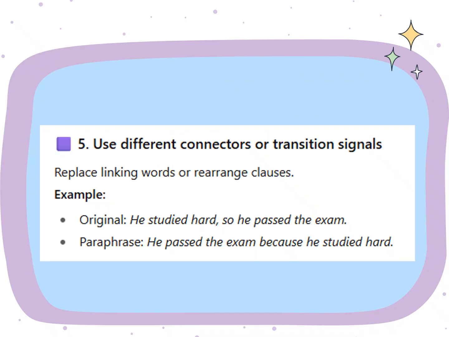Another way to paraphrase is to use different connectors or transition signals. For example, he studied hard, so he passed the exam. So we can paraphrase this sentence as he passed the exam because he studied hard. So we change the position or the order of two clauses, and we use different linking words to rearrange the whole sentence.